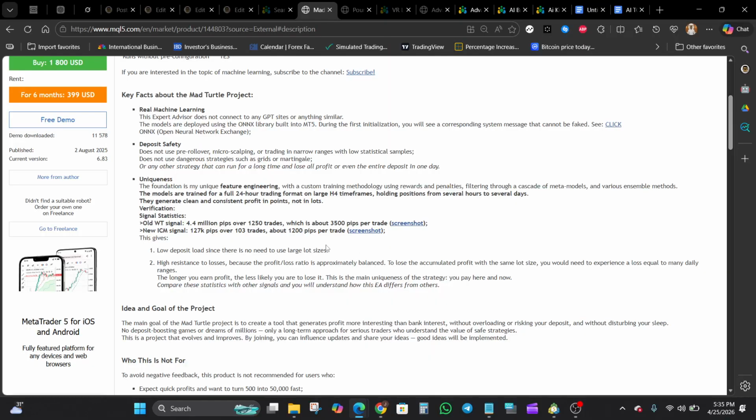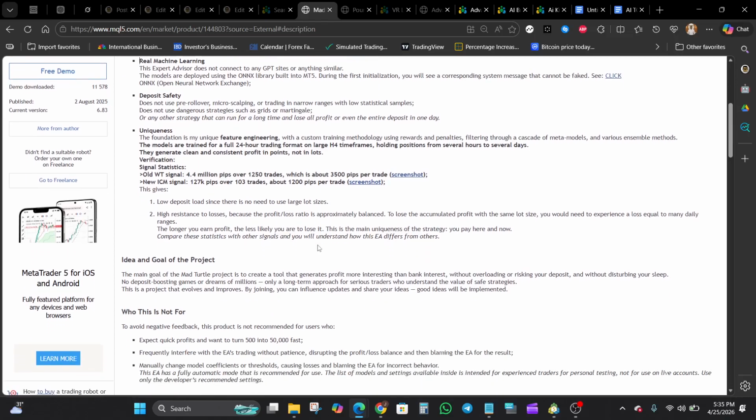Another important aspect is that it supports single position trading, meaning it doesn't stack trades aggressively. That alone reduces risk significantly compared to most EAs on the market.